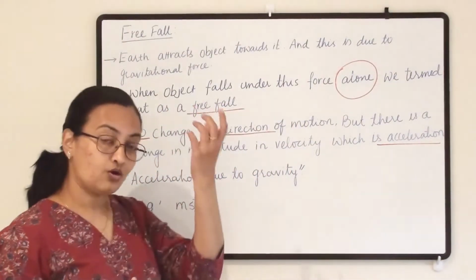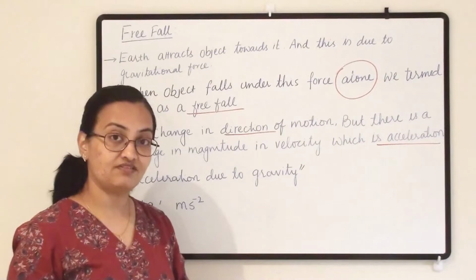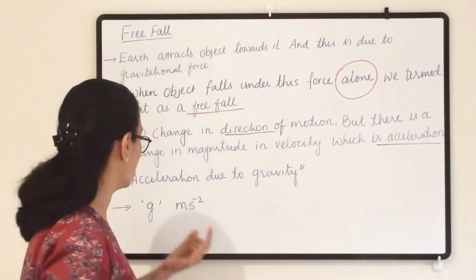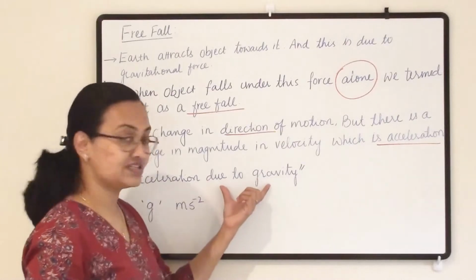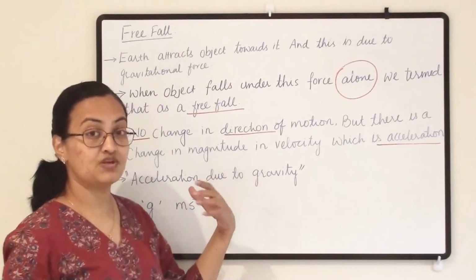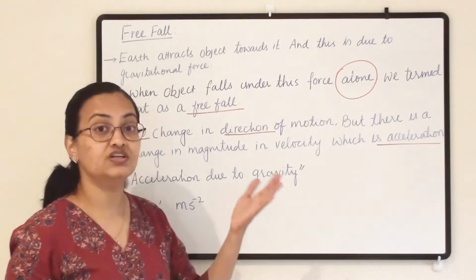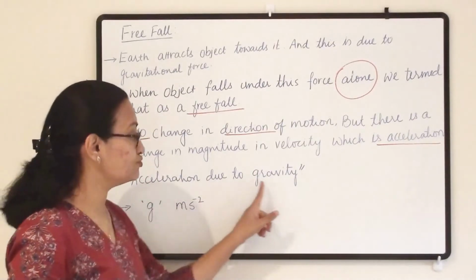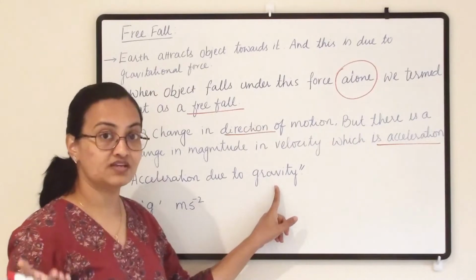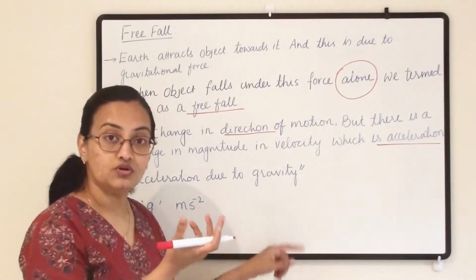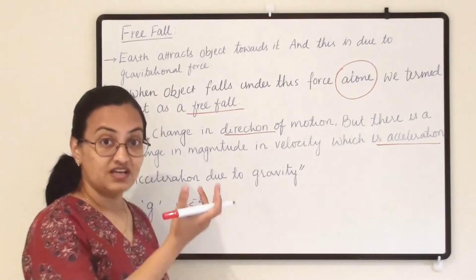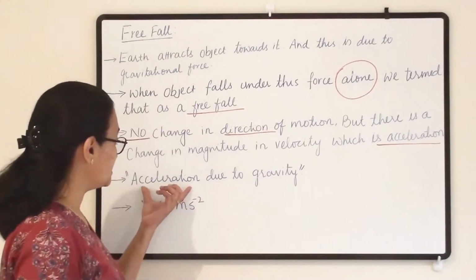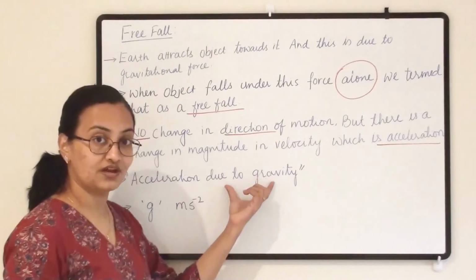So when the object is falling due to gravity, it will gain acceleration. And that acceleration which has been attained by an object due to the gravitational force of the earth is known as acceleration due to gravity. Because there is no external force, only due to the earth's gravitational force it is getting pulled and it is accelerated. So that's why it is termed acceleration due to gravity.